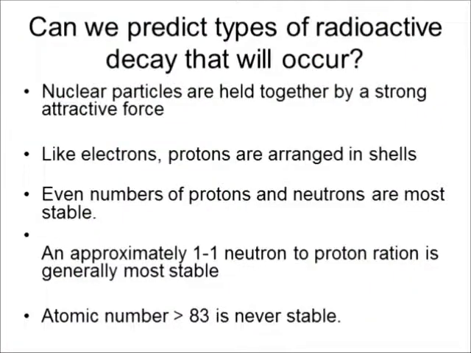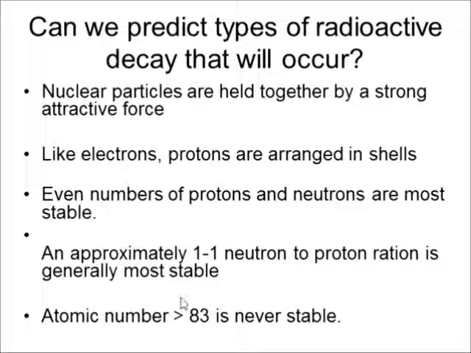Alright, so how can we predict what type of radioactive decay will occur? Well, they're held together usually by really strong attractive forces. We call that the strong nuclear force. So electrons and protons, they're arranged in their shells, so they don't like to get rid of them. If they do, it's usually because they have odd numbers. Even numbers of protons and neutrons are usually the most stable. So if they don't have a balance there, they're more likely to give off some of that radiation. If it's got a 1-to-1 neutron to proton ratio, then it's generally very stable.